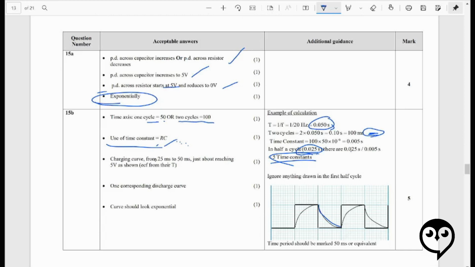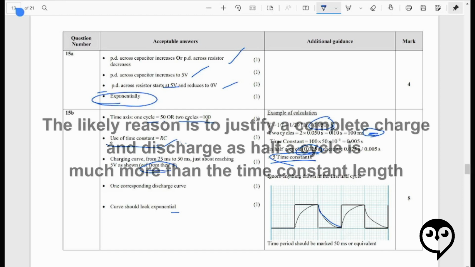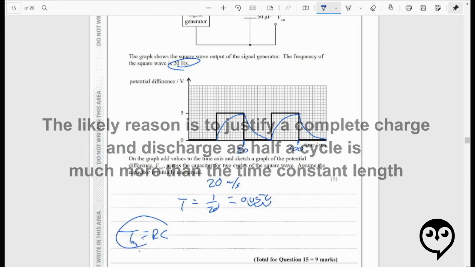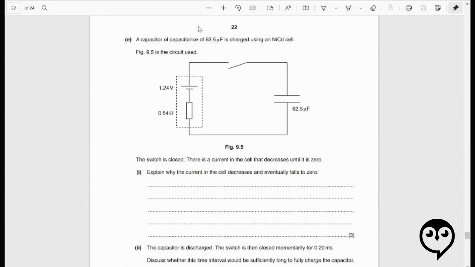Anyway, let's move on. Charging curve from 25 to 50, just about reaching 5 as shown, or whatever you've calculated, and a corresponding discharge curve as we've drawn. Curve should look exponential. Yeah, well, we've done that. So everything's good. This use of the time constant just kind of throws me off. I guess it doesn't say anything in here, but be aware that you might have to calculate the time constant.